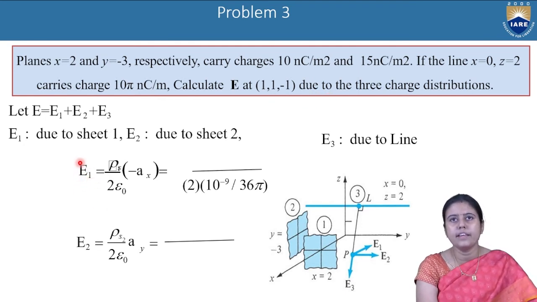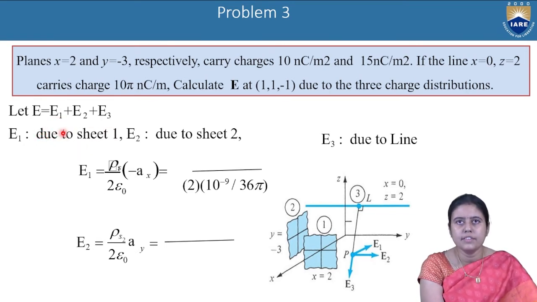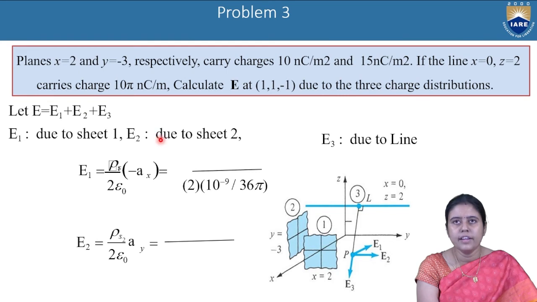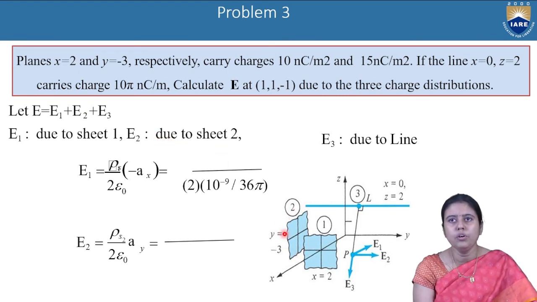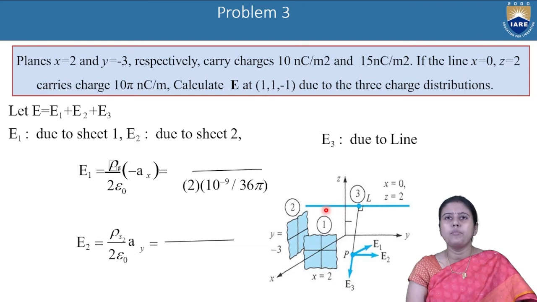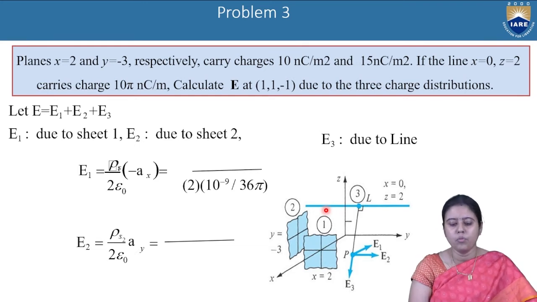So, what is E? We know that the total intensity is E1 plus E2 plus E3. What is E1? E1 is the intensity due to sheet 1. What is E2? The intensity due to sheet 2. Plus E3 due to the line. So, we have to calculate it one by one.